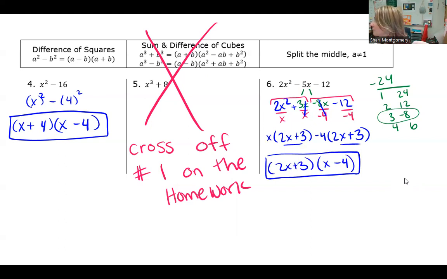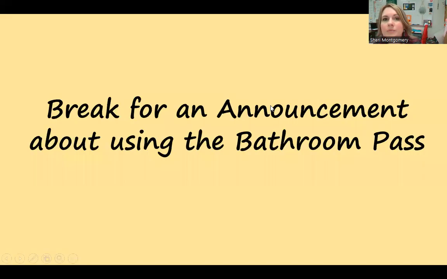Are y'all tired of factoring already? Yes, factoring is exhausting. So we're going to take a deep breath and I will tell you an announcement about the bathroom pass.